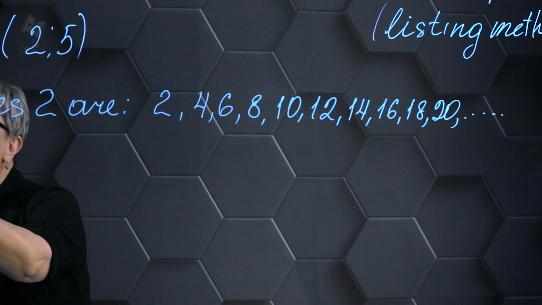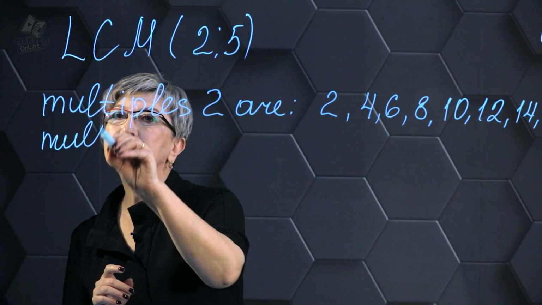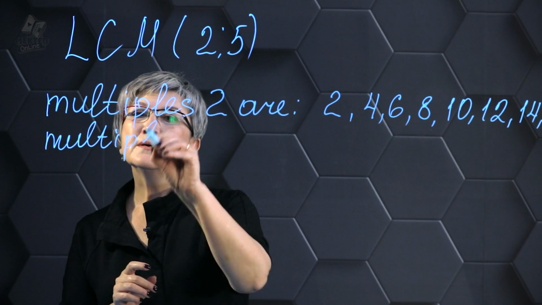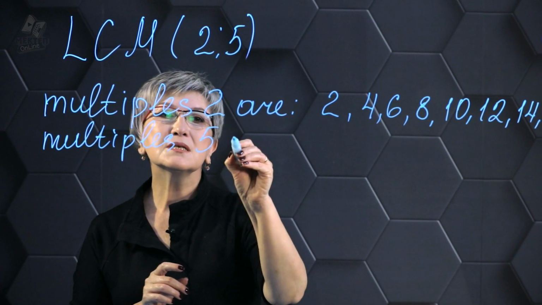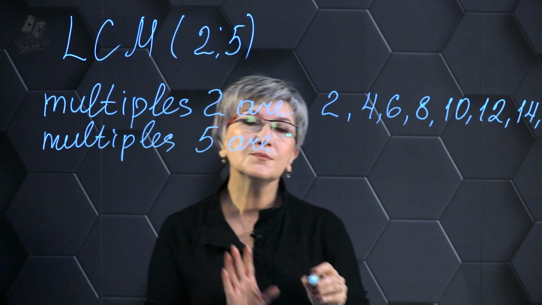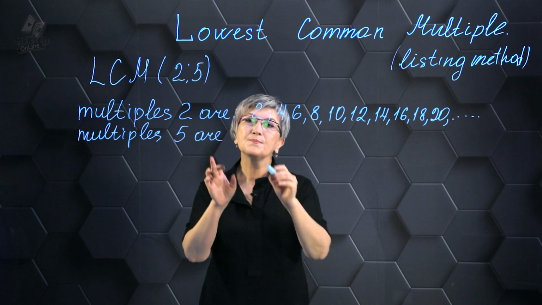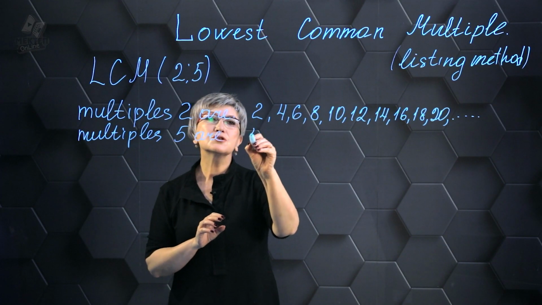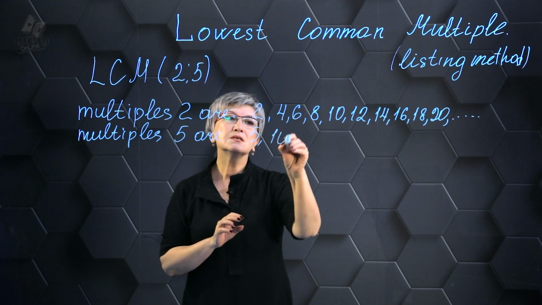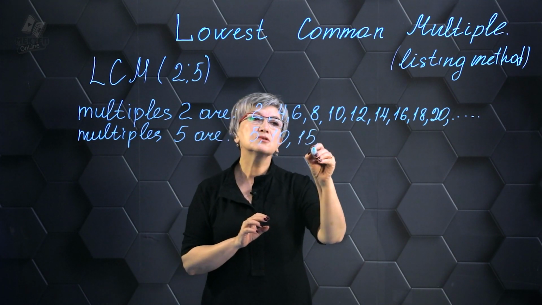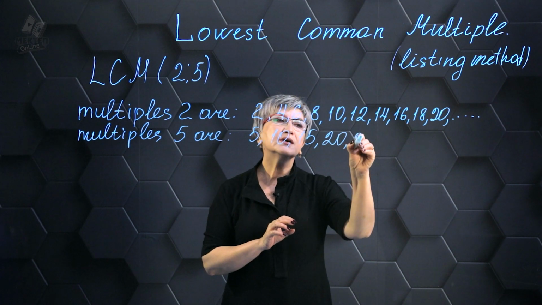Following that, I will write down the multiples of 5 in order, starting from the first multiple. These are the numbers we list that are divisible by 5 without a remainder. This is number 5, this is number 10, this is number 15, this is number 20, 25, 30.